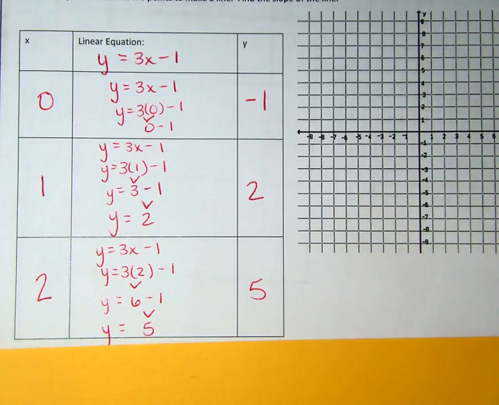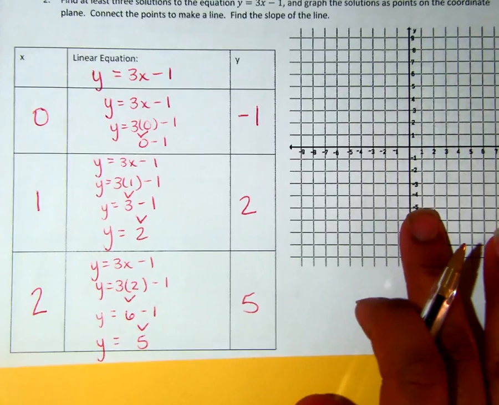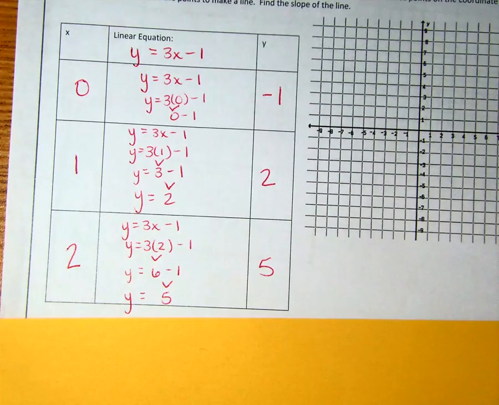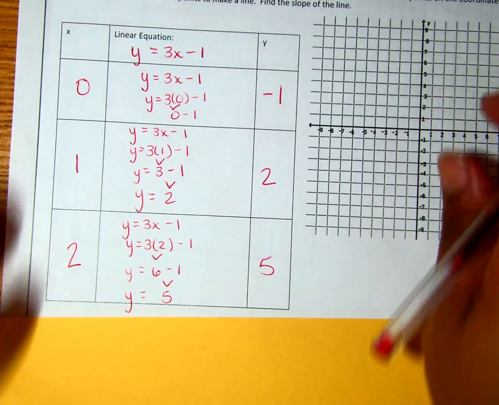When x equals 2, y is 5. So you should have 3 check marks now over 5, 3 solutions. Let's move to the next task.